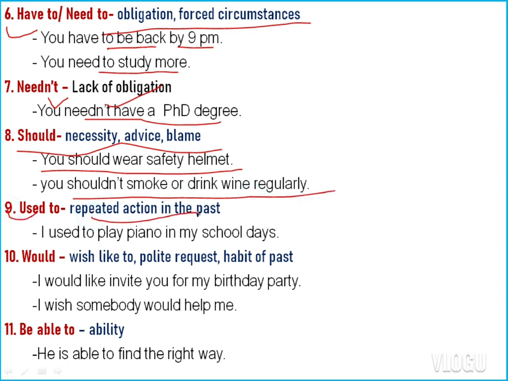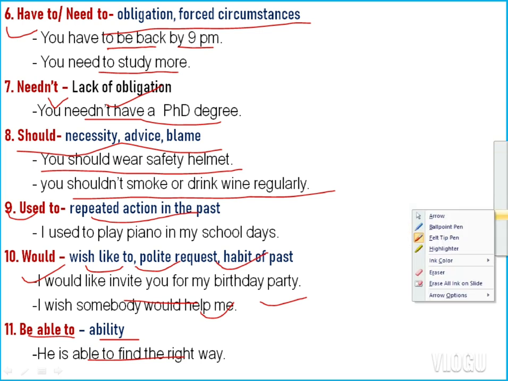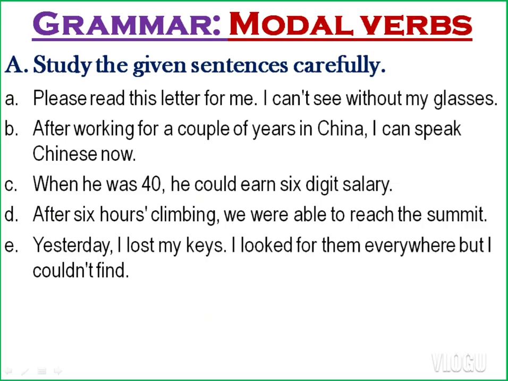Used to: repeated action in the past. विगतमा कुनै habitual action गरिरहेका थियौं. I used to play piano in my school days. Then would भनेको wish, like to, polite request and habit of past. I would like to invite you for my birthday. यो request भइहाल्यो एक किसिमको. I wish somebody would help me. यो wish भइहाल्यो. And be able to, here be able to refers to is, am, are able to, is ability, सक्षमता देखाउनको लागि. He is able to find the right way. So these are the modal adjective verbs. By the help of these rules we will solve the questions mentioned in our text.